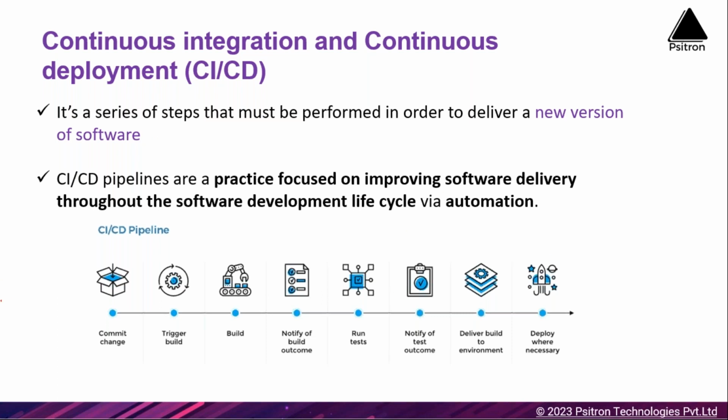Let's say our software engineer makes some changes to the code, and then what happens? A trigger automatically starts in order to start building. What do we mean by building? Let's say there is a software, and we need to build it. Let's say we want to convert that software into jar files.